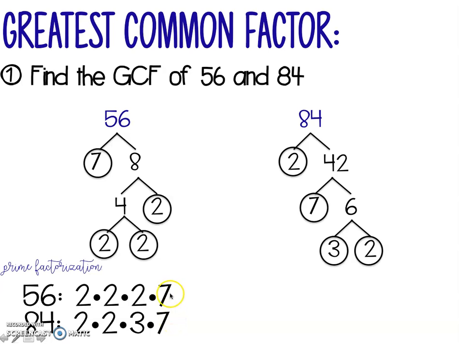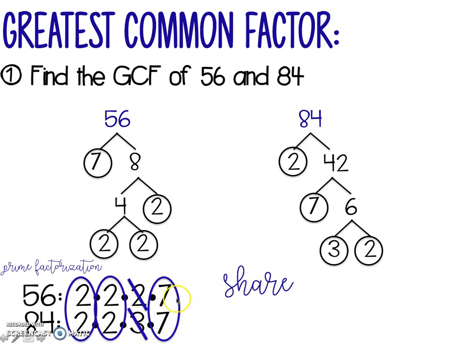Now what we have to do is look at our prime factorization lists and see what they have in common, or see what they share. Okay, so I can see right off the bat that they share a 2. They share another 2. They don't share a third 2. They do not share a 3. And they do share a 7. Okay, so over here I'm going to write out what they share. They share a 2 times 2 times 7.